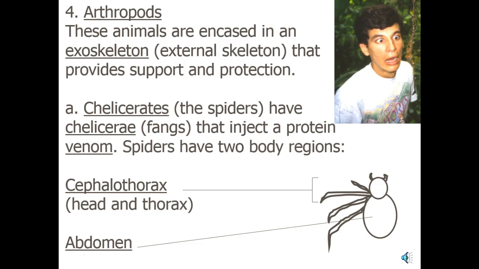One group, chelicerates, the spiders. They have chelicerae, that's what their name comes from, fangs. All true spiders have fangs. Of course, daddy longlegs don't have fangs. They're not true spiders. Pretty harmless for the most part. Two body regions, the cephalothorax, which is the head and thorax, and the abdomen, which is sort of the reproductive and digestive part of the body.